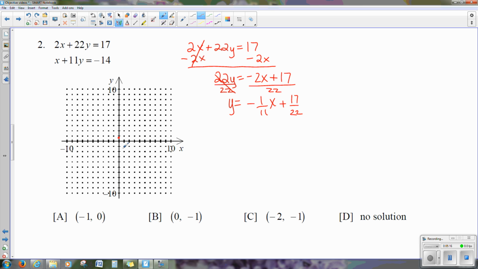So there's our y-intercept. Now, we have a slope of -1 over 11. So if we were to go down 1 and then over 11, well, there's 10. So I don't know, somewhere right around there. Okay, remember, this is not a precise line. This will not give us an exact intersection point, but it will at least give us a good idea.